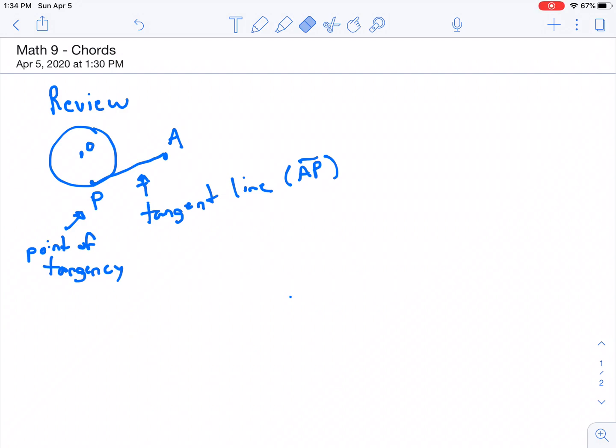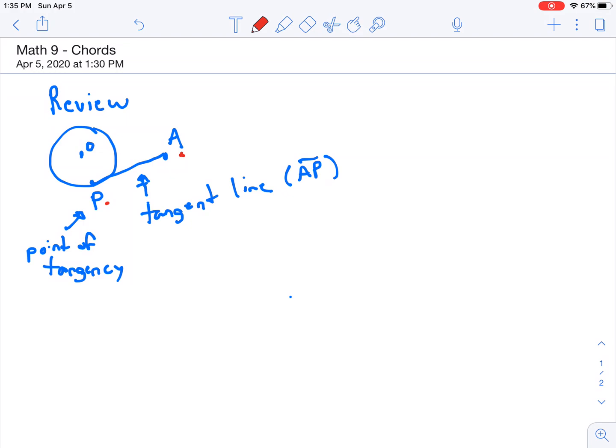Hey guys, I just wanted to review a couple of the basics here. So far, what we've talked about in our circles geometry unit is we've looked at these things called tangent lines, and you can see I drew a tangent line here from A to P. So this tangent line we call line segment AP. We talked about P being a point of tangency.